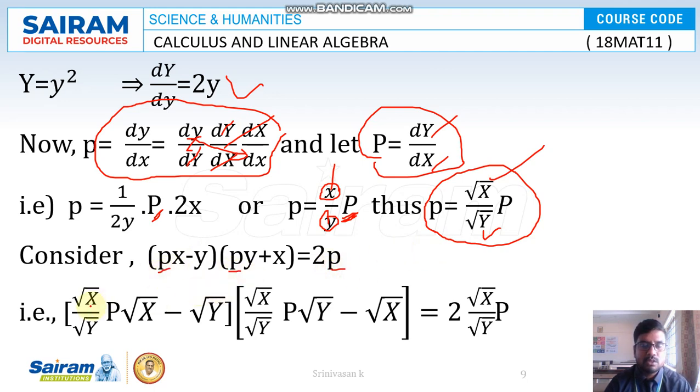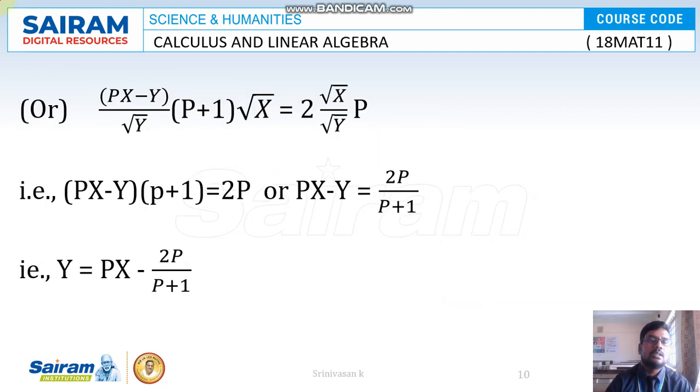We will get root X divided by root Y into capital P into root X minus root Y, then root X divided by root Y into capital P, root Y minus root X, equal to 2 into root X divided by root Y into capital P. So PX minus Y into P plus 1 equal to 2P, or PX minus Y equal to 2P divided by P plus 1. So capital Y equal to capital PX minus 2P divided by P plus 1.